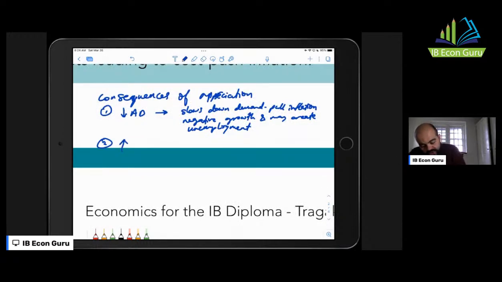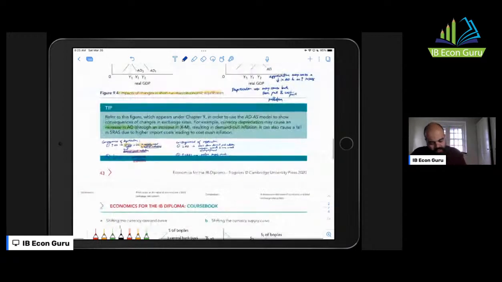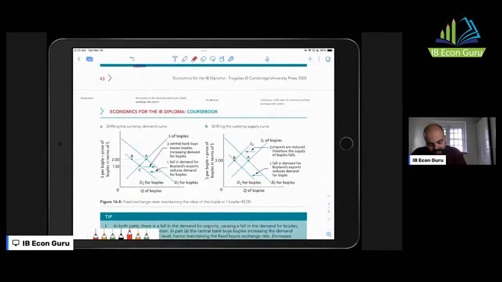However, it also causes an increase in short-run aggregate supply, especially if imported raw materials are cheaper, okay, which is basically a positive supply shock. And this creates more jobs, right? So make sure when you evaluate the consequences of depreciation and appreciation, you look at the positive and the negative consequences in the short run as well as the long run. Okay, so now let's have a look at a fixed exchange rate, the complete opposite.